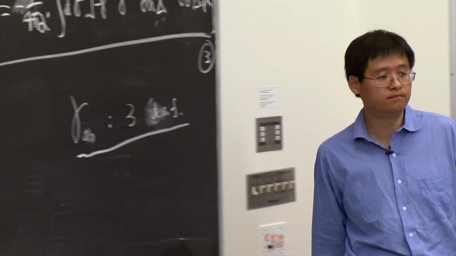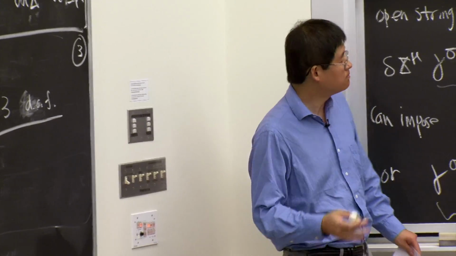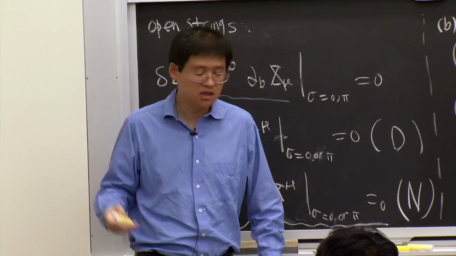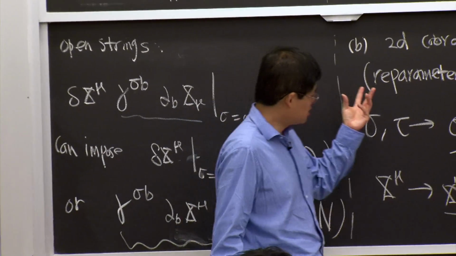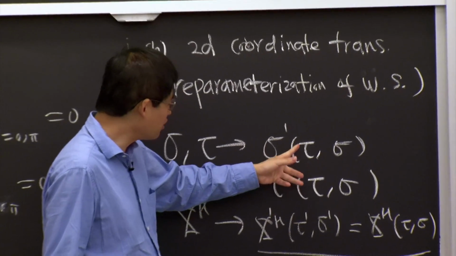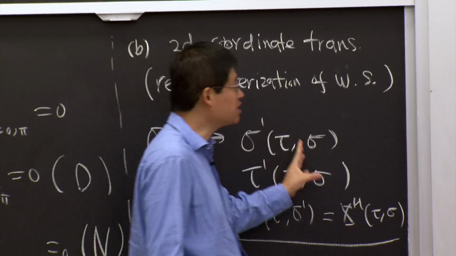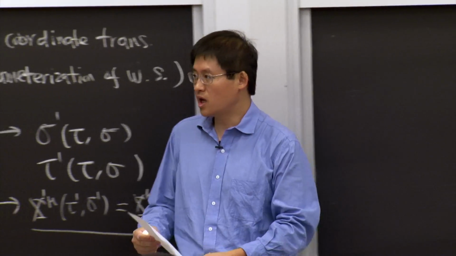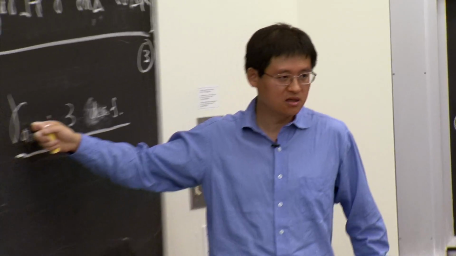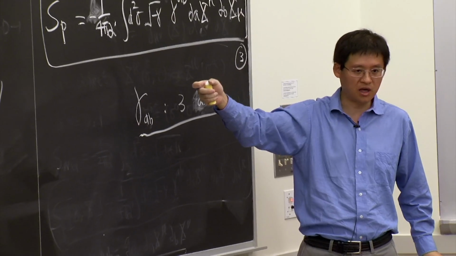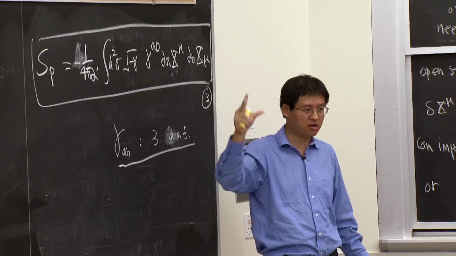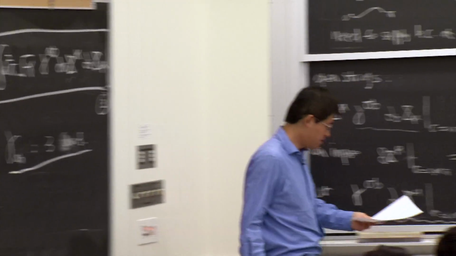Okay? So that means, intuitively at least, you can expect that by taking into account these three gauge degrees of freedom, you can set this gamma AB to some fixed metric. Because there are only three degrees of freedom here, and we have three gauge freedoms, you can completely fix them. Okay?